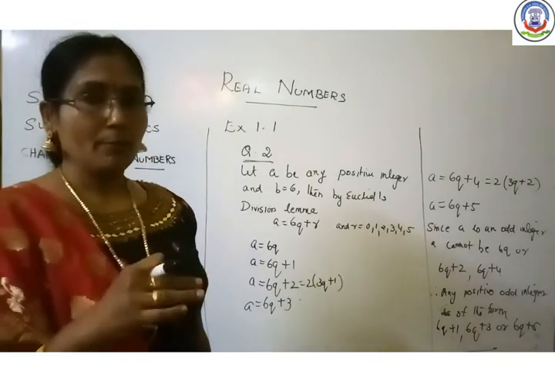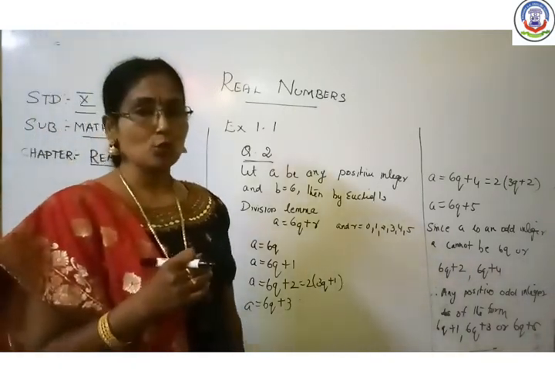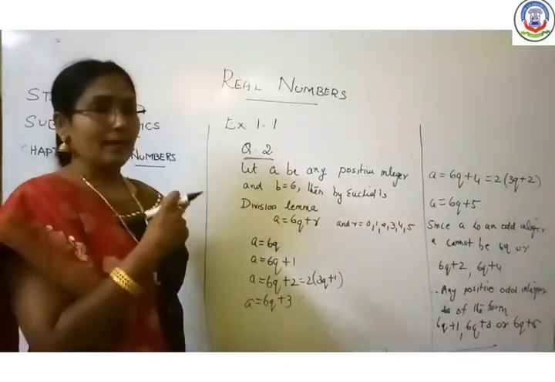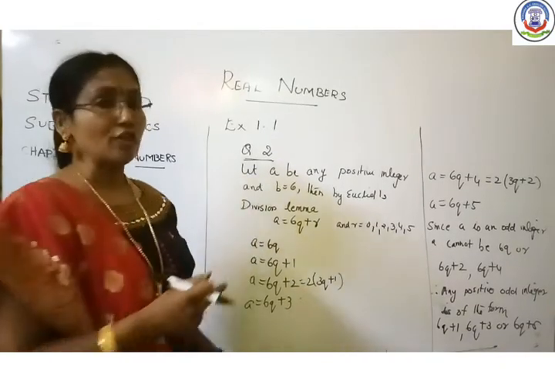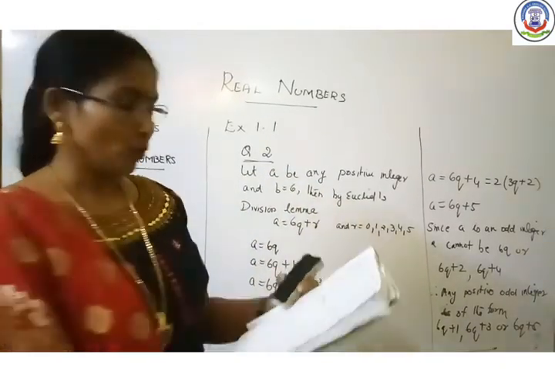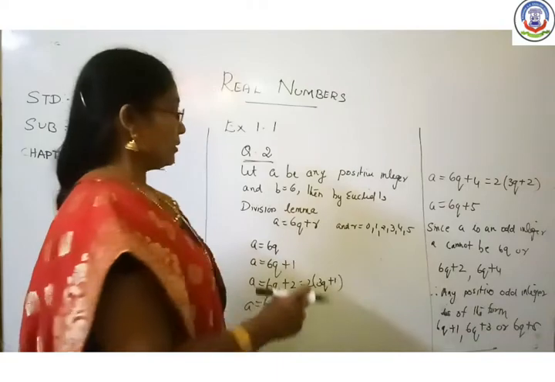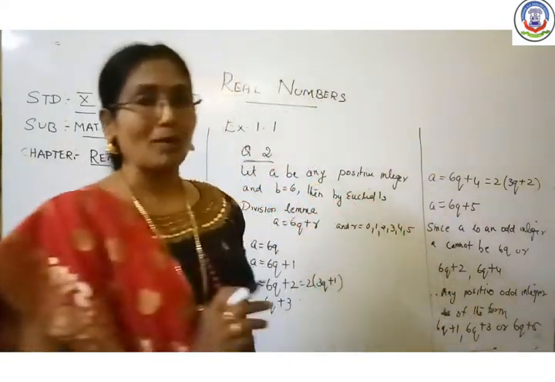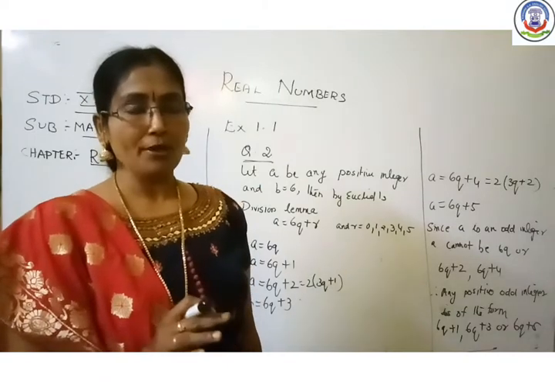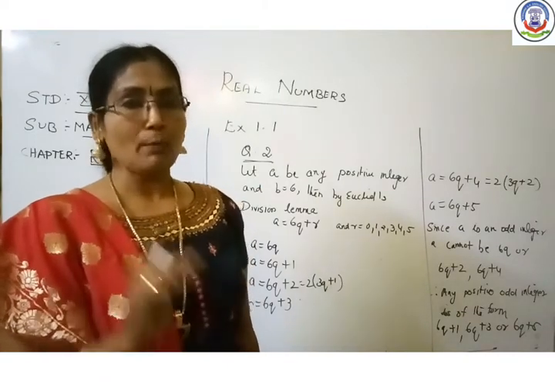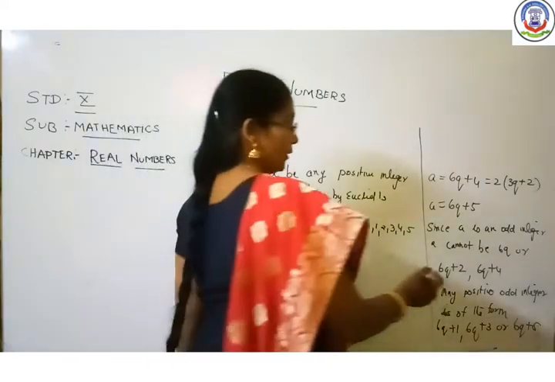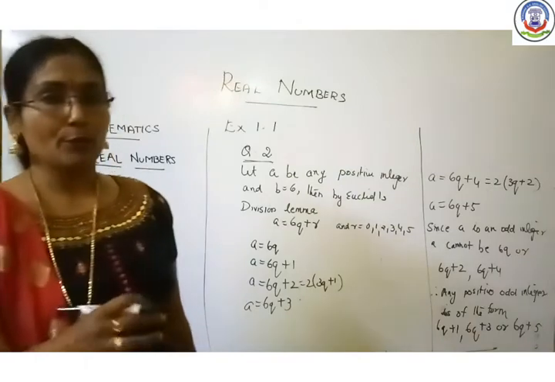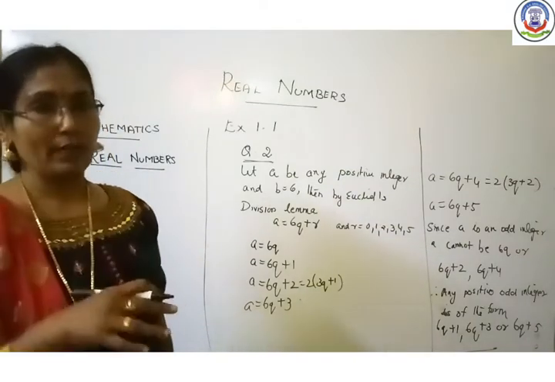Now next, in the same exercise 1.1, question number 2. Sometimes it will be asked in the examination. What was that question? Let A be any positive odd integer. You have to show that it will be in the form of 6q plus 1, 6q plus 3 or 6q plus 5. How can you complete that sum? How can you show that?